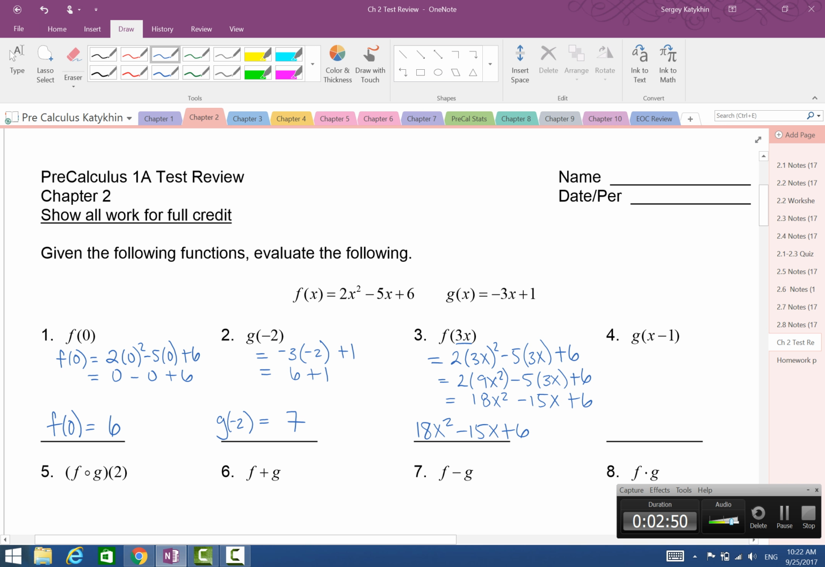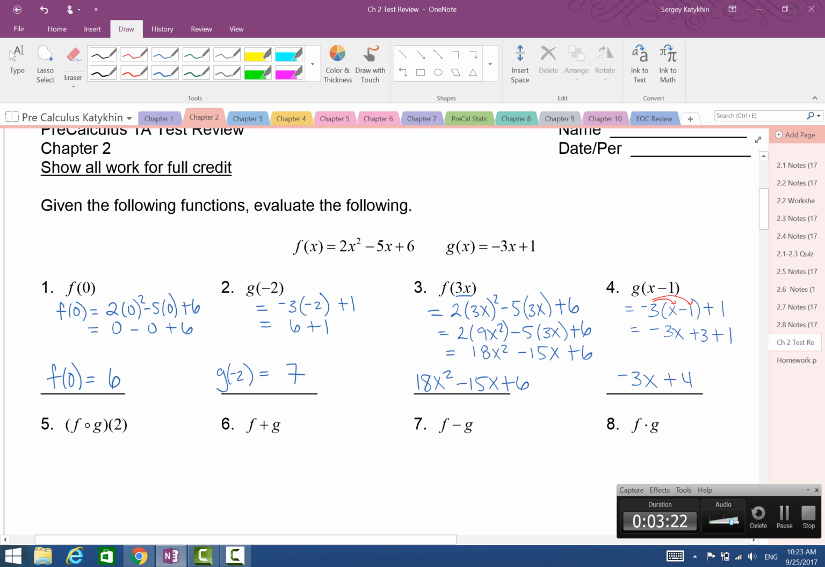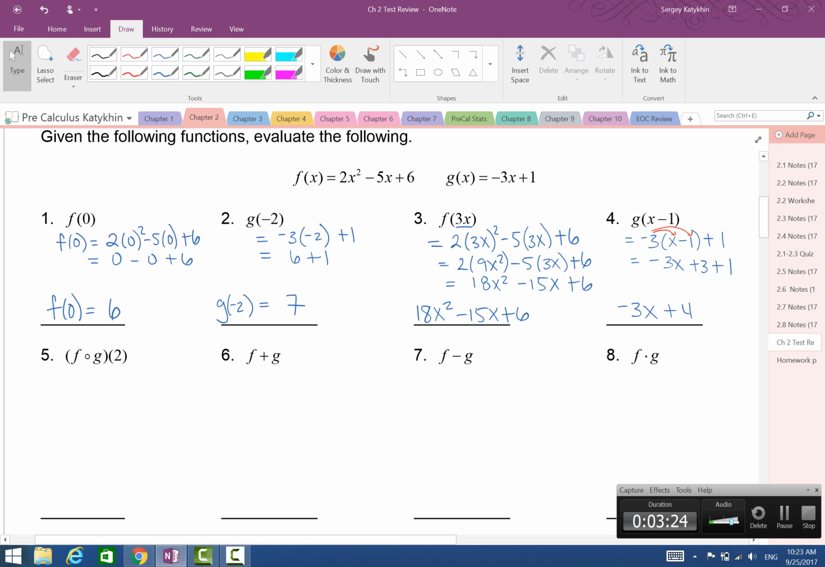Same thing, except now I'm using g of x, and I'm going to replace everywhere I see x with x minus 1. So let's do that. You get negative 3 times x minus 1 plus 1. Using the distributive property, we distribute the negative 3, which gives us negative 3x plus 3 plus 1. And finally we get negative 3x plus 4. So that's the first 4 problems.